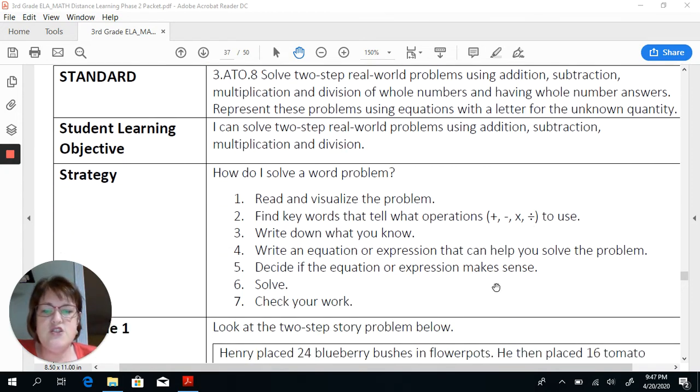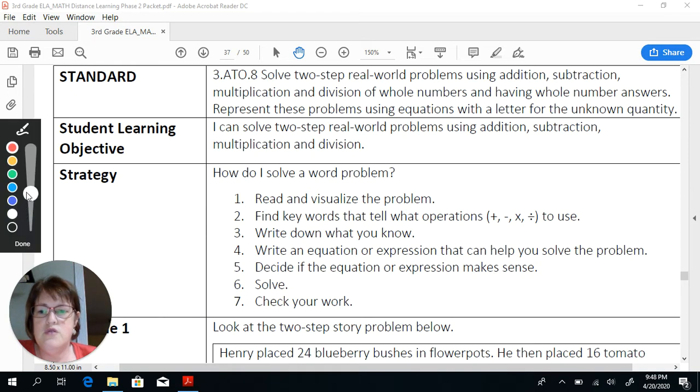If you'll pay close attention here to the strategy box, it reminds you of what to do as you're reading these word problems, boys and girls, to find the answers. Number 1, read and visualize the problem. Number 2, find keywords that tell what operations to use, whether it be addition, subtraction, multiplication, or division. Write down what you know. Write an equation or expression that can help you solve the problem.